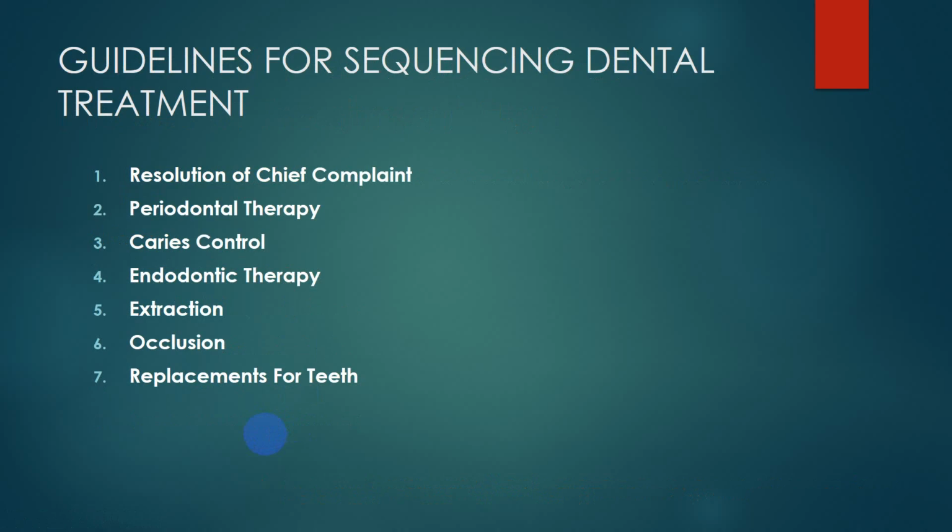In general, what we want in our treatment plan is to relieve or to have resolution of the chief complaint and to refer the following categories and arrange them in our treatment plan. Usually we start with the periodontal therapy and caries control, because this is what we call disease control. Okay, and endo also is a disease control. Some extractions are disease control. Then comes the definitive phase.